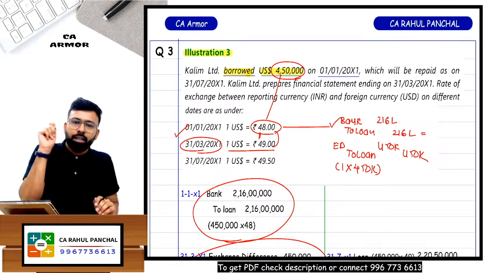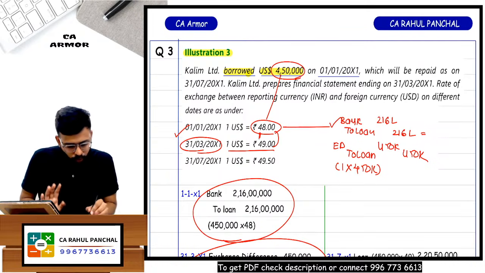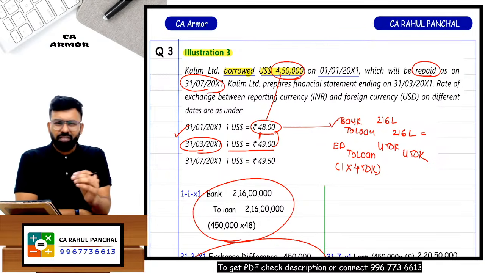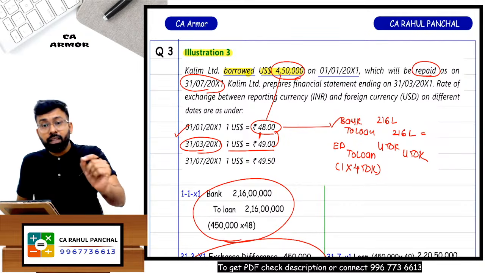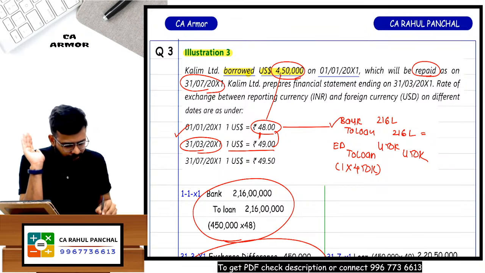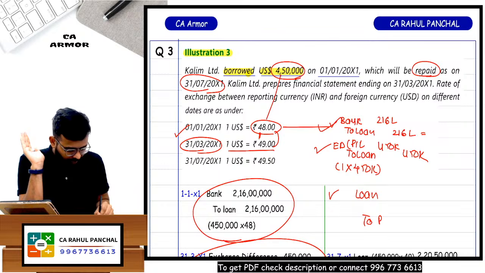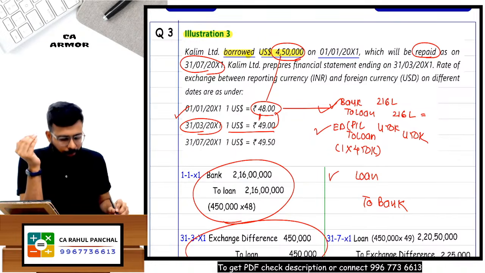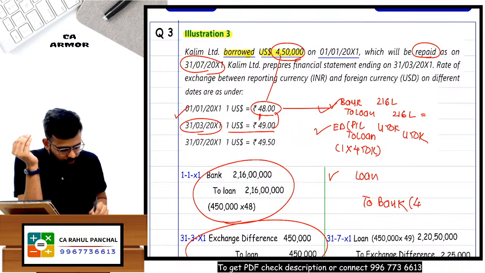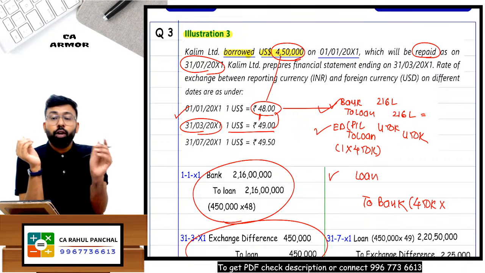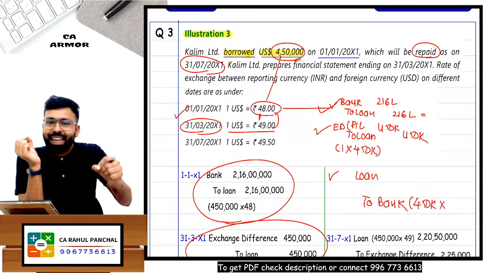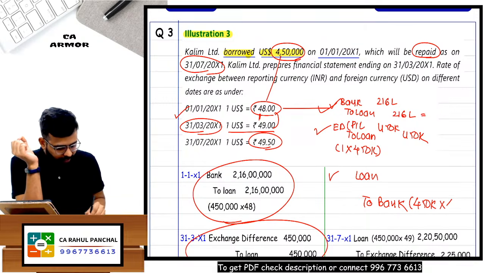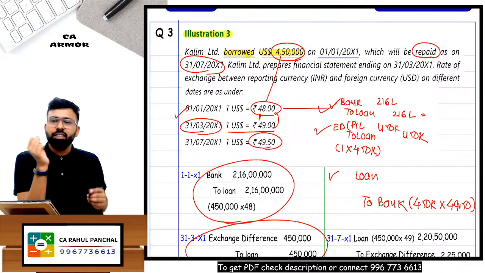Now sir, we are making the payment when the loan is repaid. Loan is repaid on this date, which is 31st July. So on this date, when you make the payment, what should be the entry? This will be transferred to the P&L account, that we have done now. When you make the payment, the entry should be loan to bank, exactly. Perfect. But sir, you are making payment for how many dollars? $4,50,000. But at the time of payment, what is the rate going on in the market? The rate is 49.50. You will multiply.